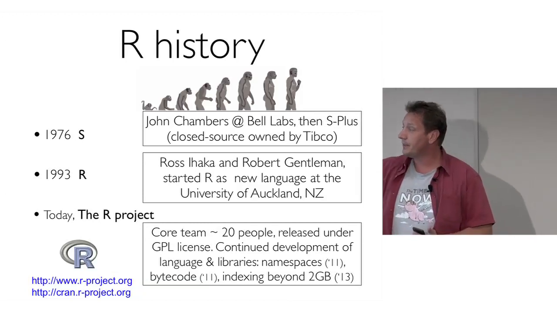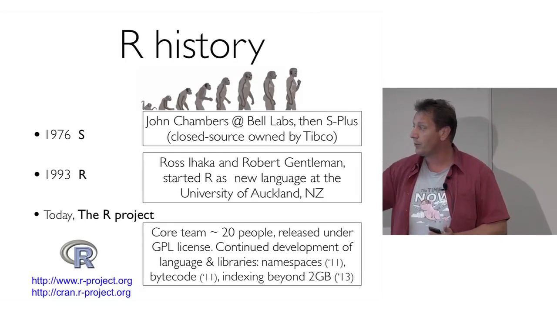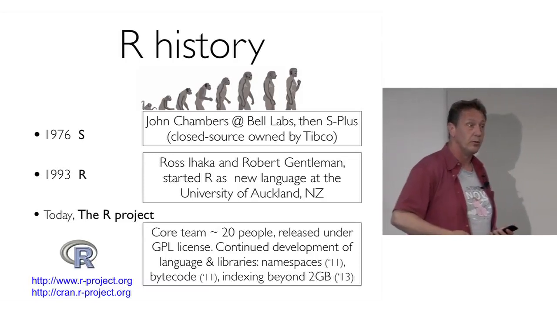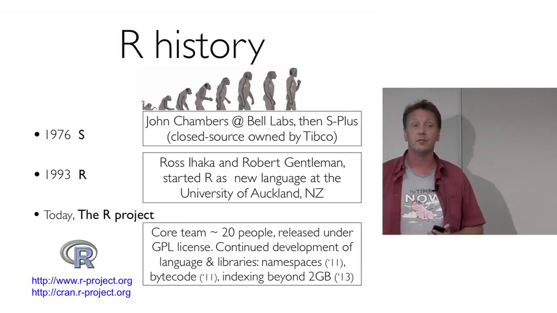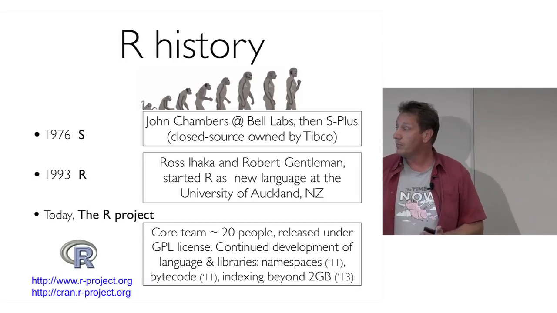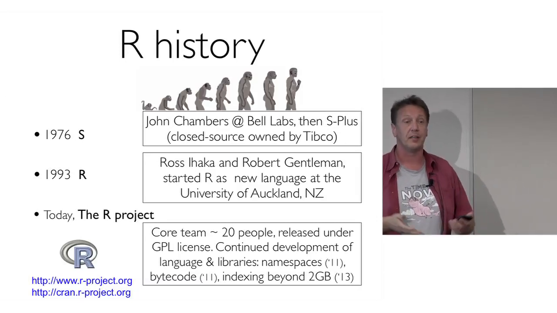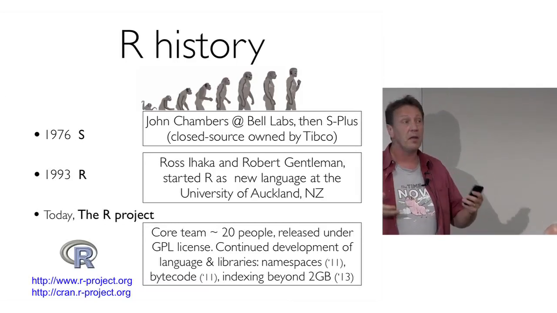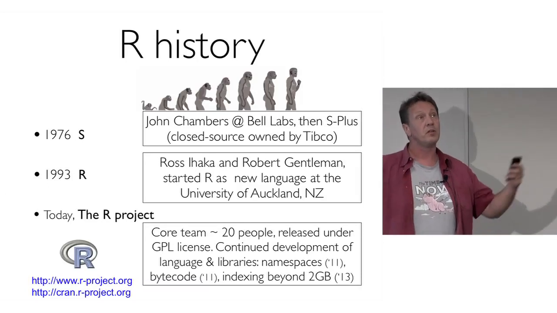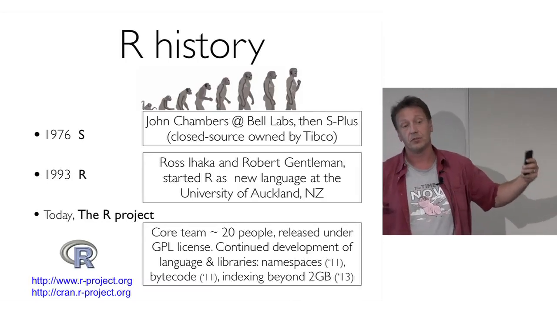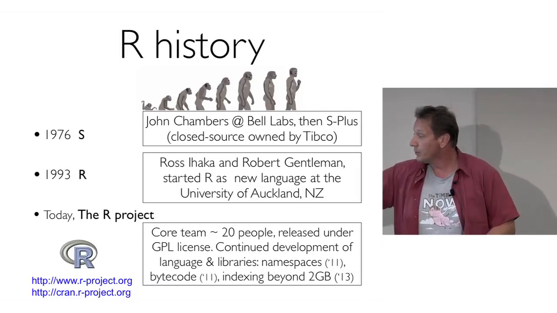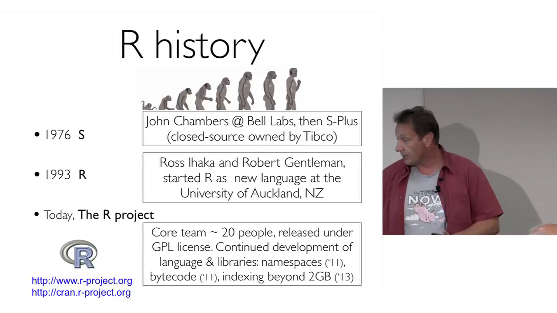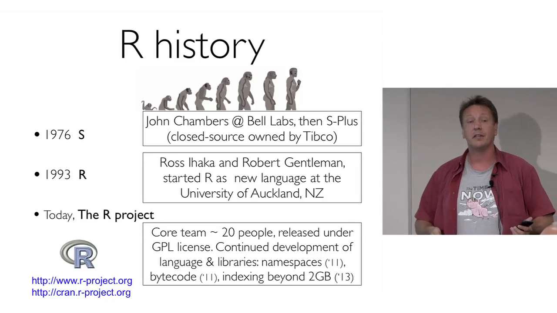Then around 93, some people in the statistics community decided that they didn't really want to pay for doing statistical computing, so they started a new project called R, and R then became the de facto language that all statisticians are using. So if you're a statistician and you want to publish a paper, you are publishing the paper together with an R package that implements your results. That's completely standard. So today the R team is about 20 people, the core team. R is released under GPL, and it's in active development.